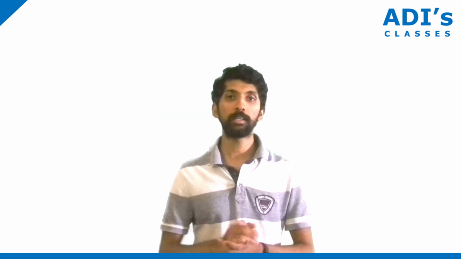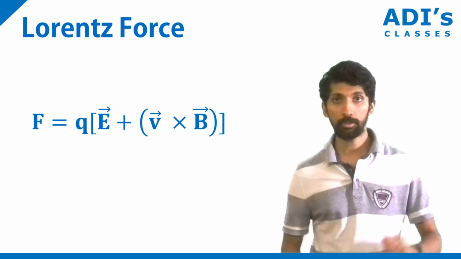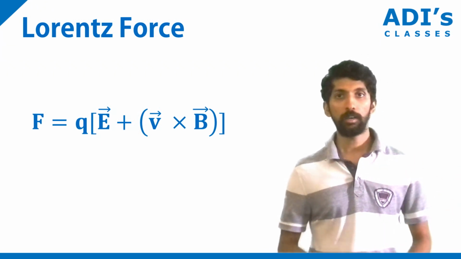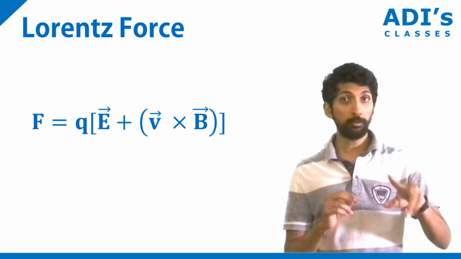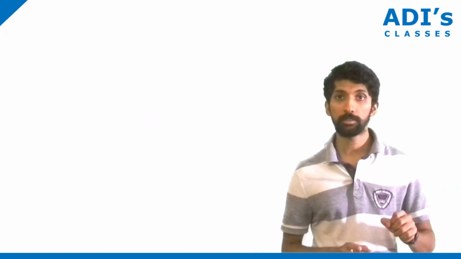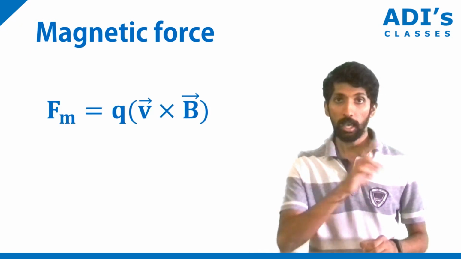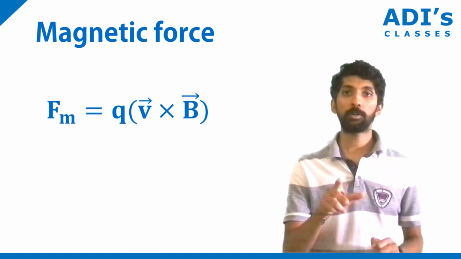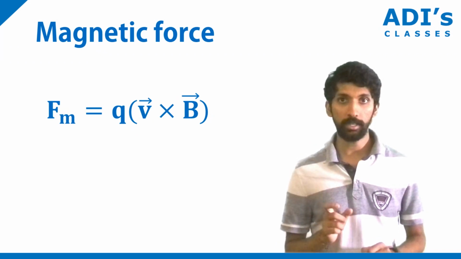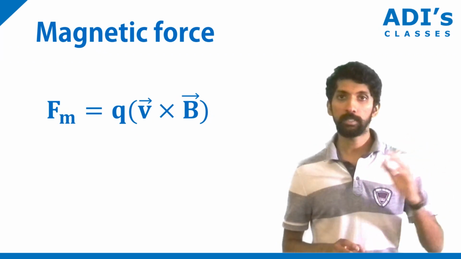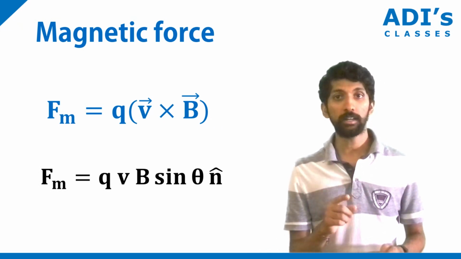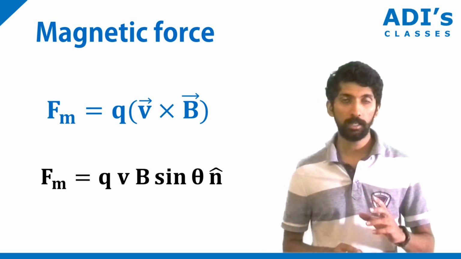So Lorentz force was given by F is equal to Q into E plus V cross B. Now here we have two forces, right? Magnetic and electric force. Now magnetic force was what? Fm is equal to Q into V cross B. Now the cross product is a sine product, correct? So we have Fm is equal to QVB sine theta into n cap, correct?